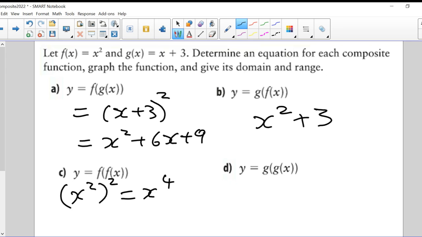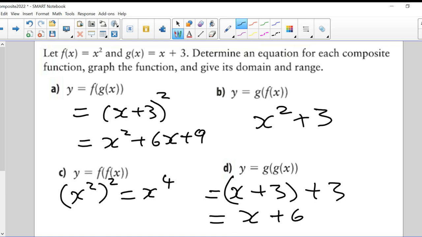How about if we did that the other way? Thank you, by the way, Harish and Isaac, for that. How about if I took the g function and put that back into the g function? What would that look like? Okay, so I don't see any responses to that question yet. G of the g of x. So x plus 3 plus 3. Absolutely. And of course, we can simplify that to x plus 6.